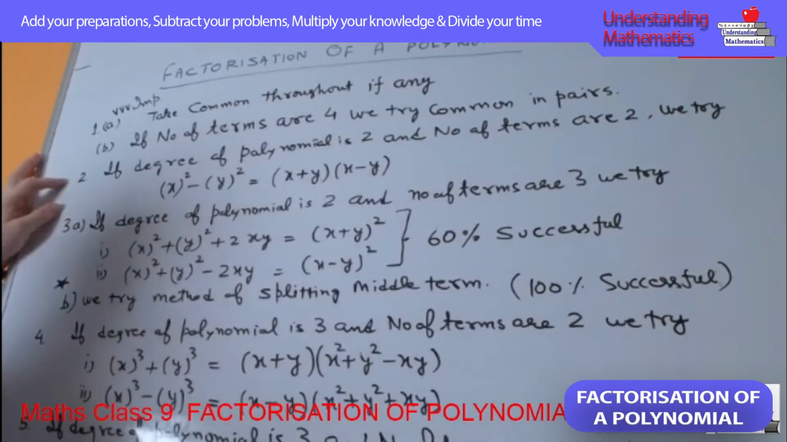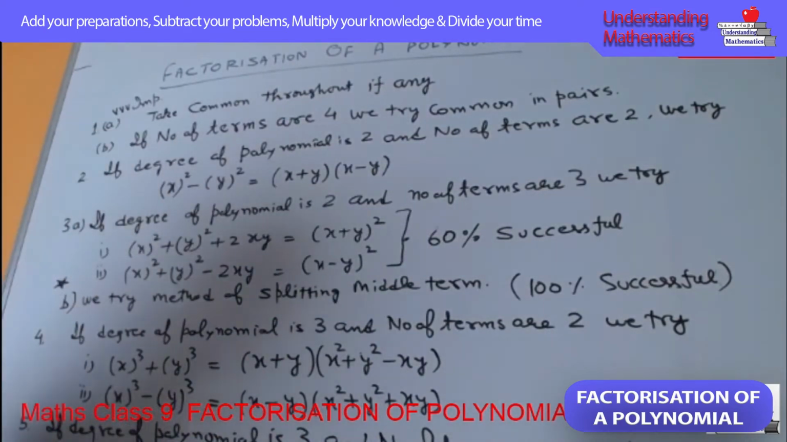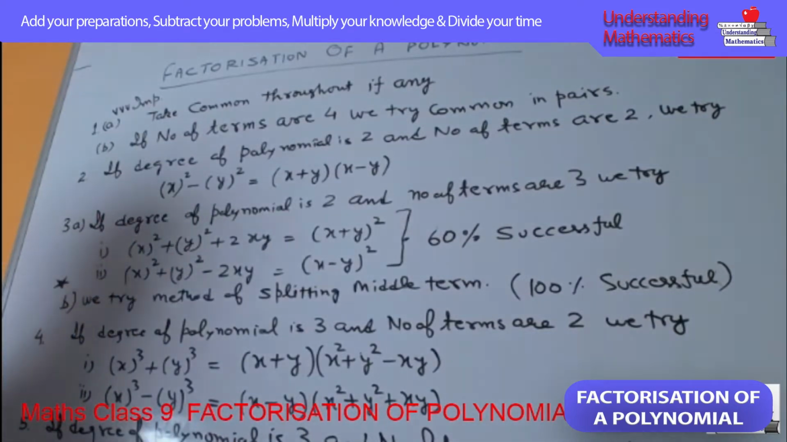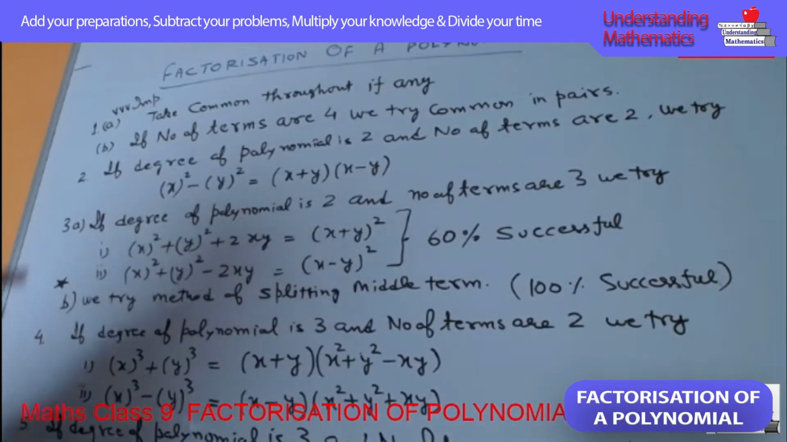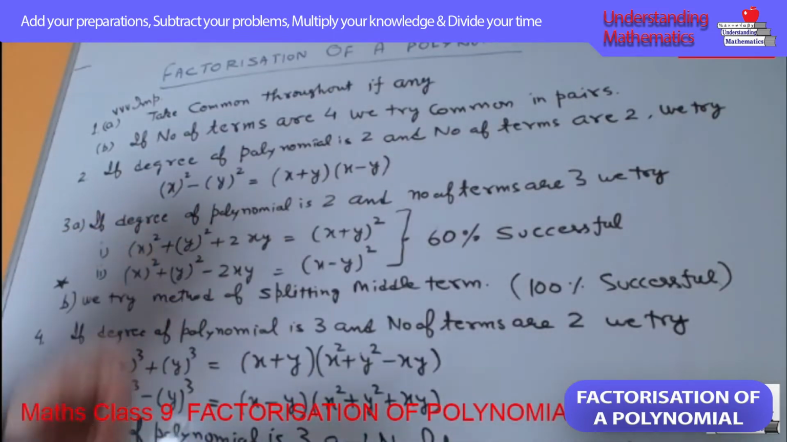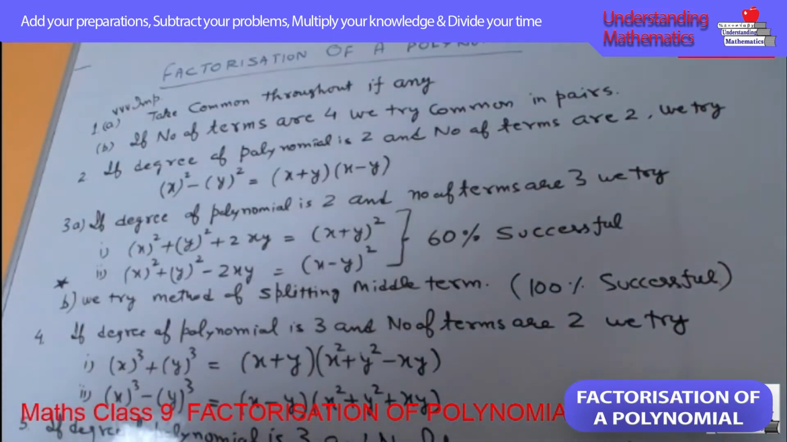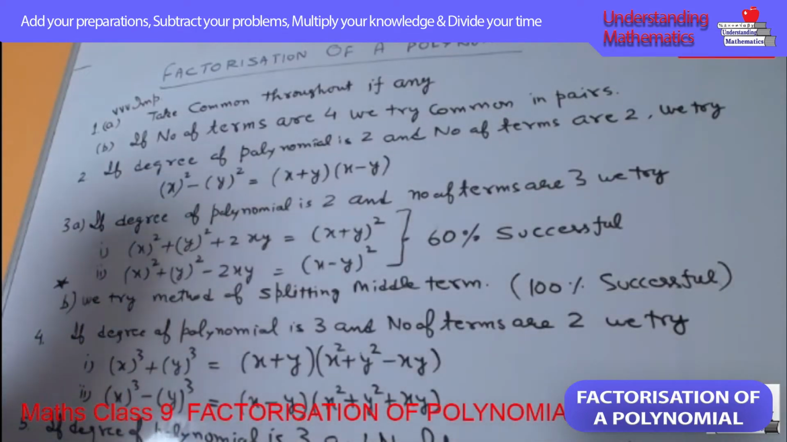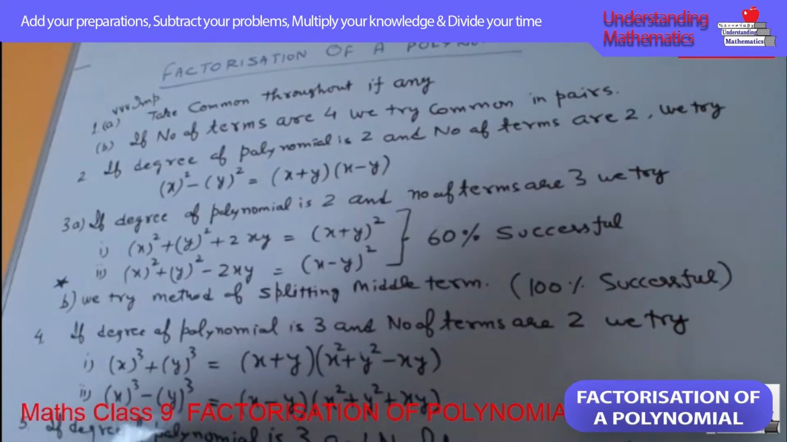The second step is, we go in the order of the degree of the polynomial: degree 2, degree 3 and degree 4. When the degree of the polynomial is 2 and the number of terms is 2 only, with a negative in between, the easiest factor identity which is applicable is x square minus y square is equal to x plus y into x minus y. X plus y into x minus y.